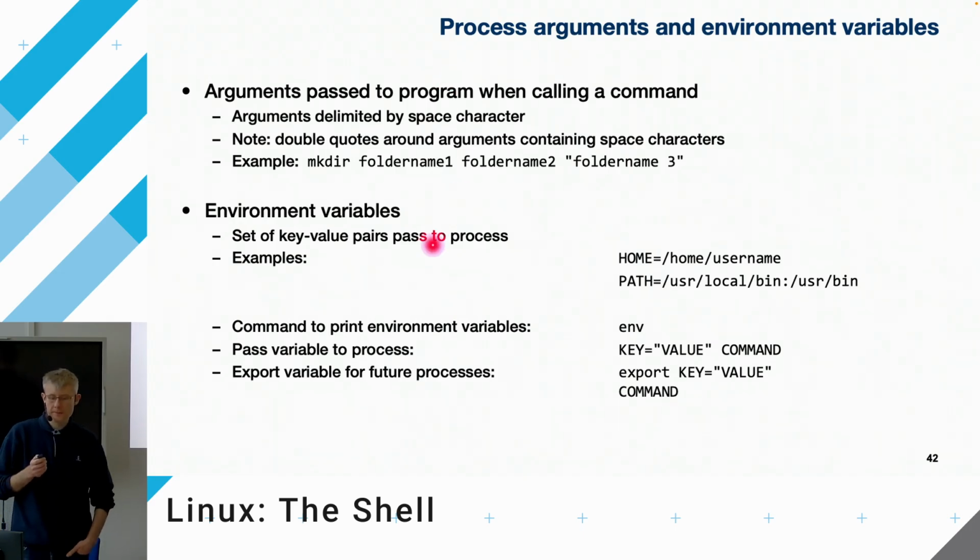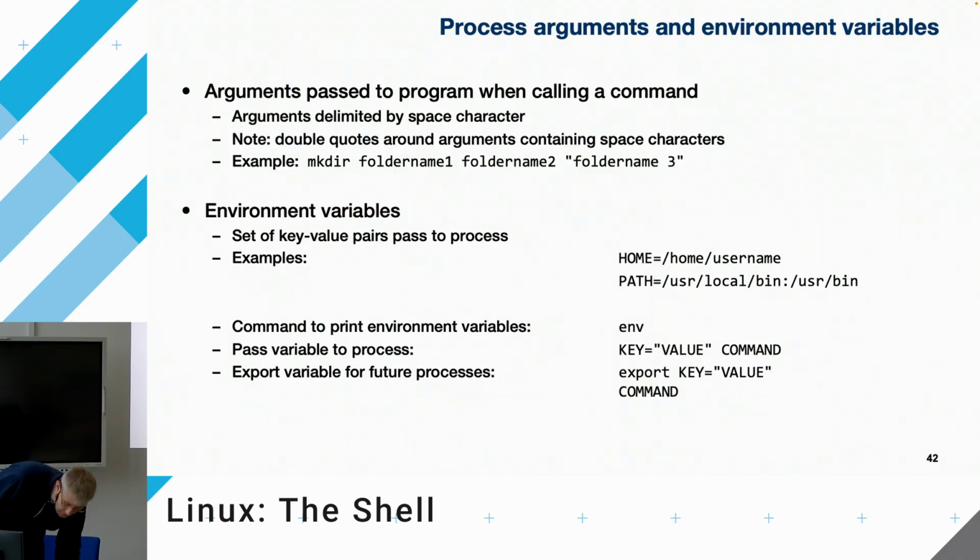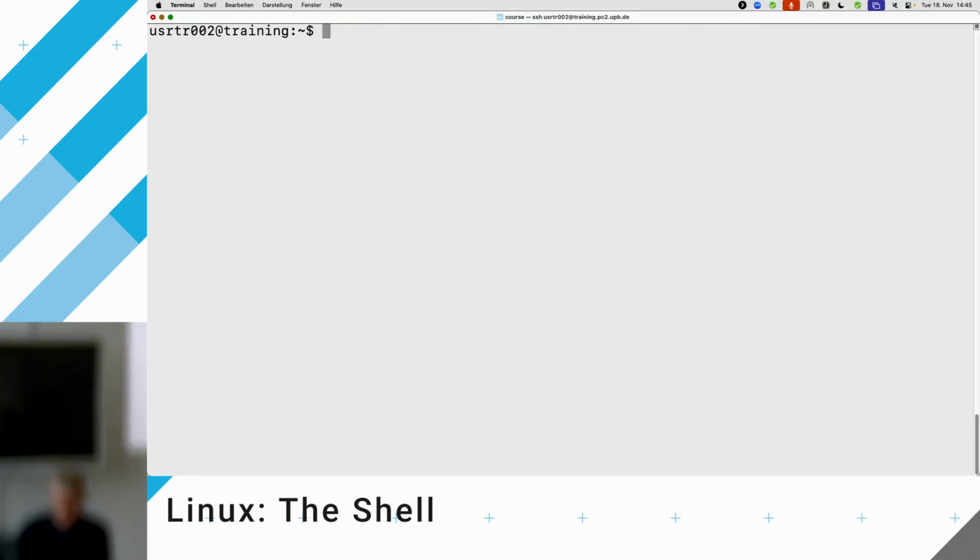Now, as explained, when you are running a command, you can give it multiple arguments, and the arguments are then delimited by a space, or you can use these double quotes to give it a sequence of characters that also contains a space, but then is passed as only one argument.